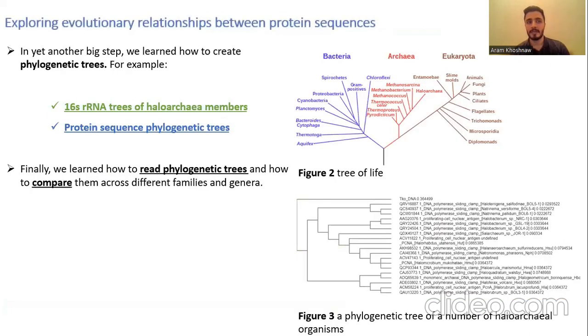Then we try to explore evolutionary relationship between the protein and gene sequences. In yet another big step, we learned how to create phylogenetic trees. For example, creating 16S trees of haloarchaea members, and then creating trees for protein sequences that we had, and then investigating these protein sequences with the tree of life and also with the trees that we had for the taxonomy of haloarchaea. From there, deducing and making conclusions regarding the evolutionary processes and interpretations regarding these important microorganisms that can be used for a lot of interesting research questions.